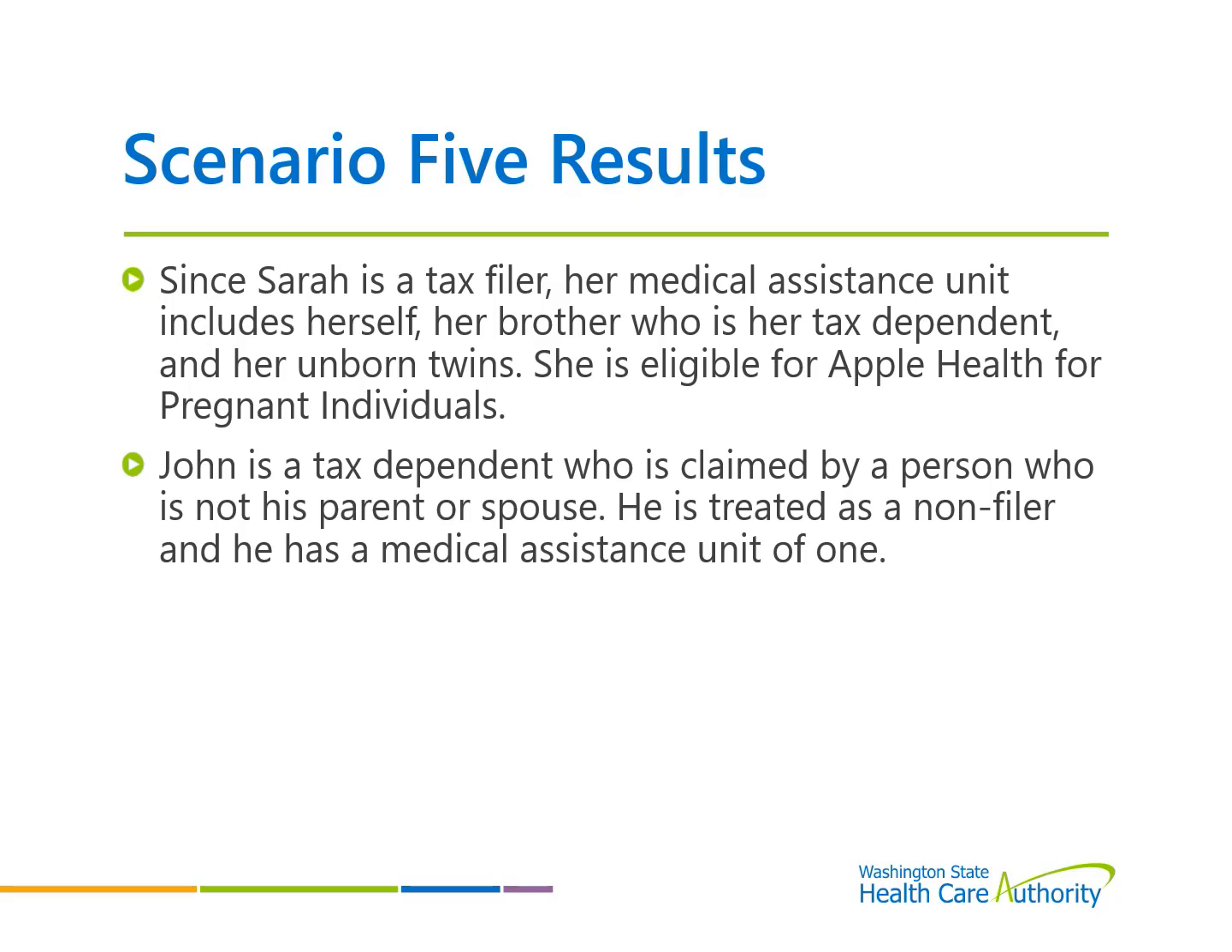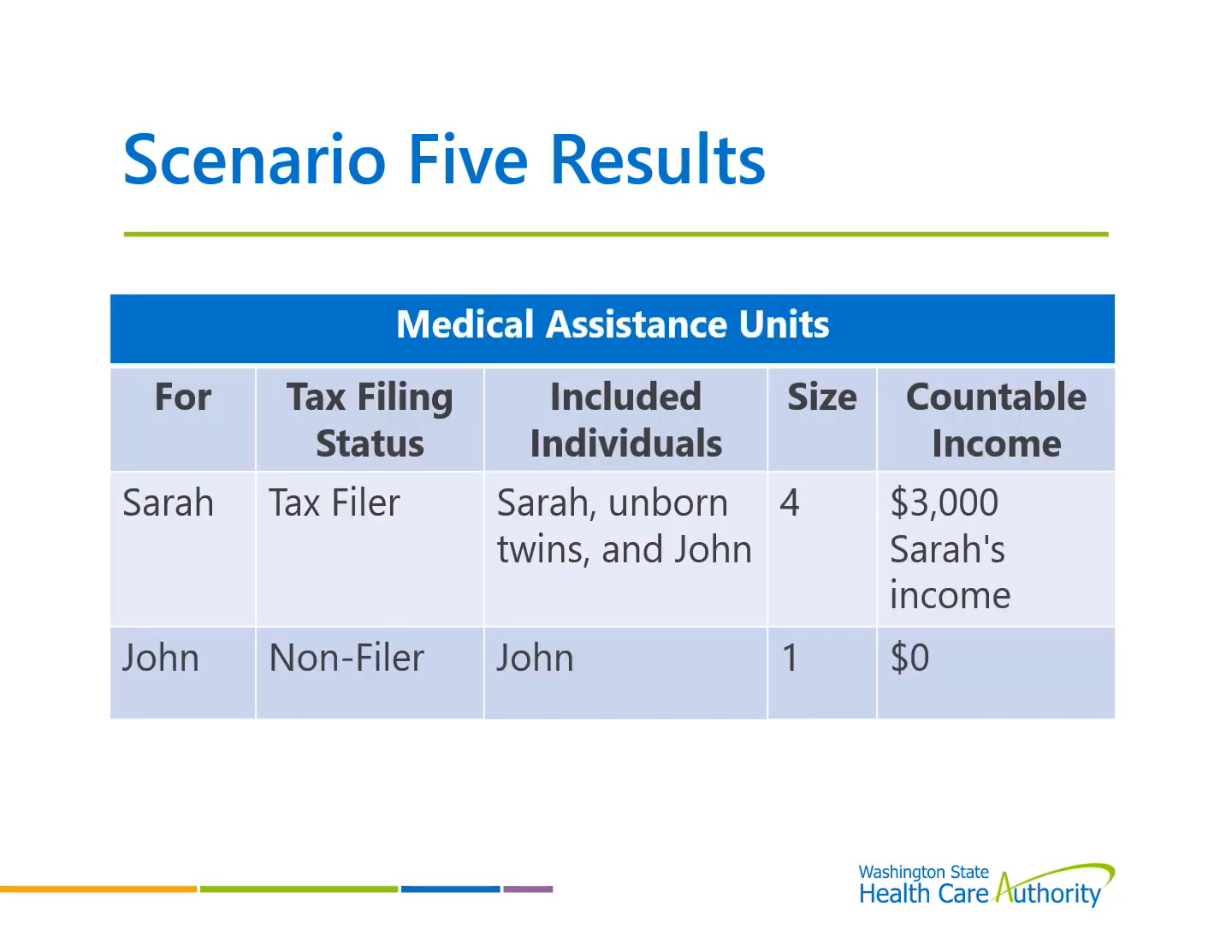John is a tax dependent who is claimed by a person who is not his parent or spouse. He is treated as a non-filer and he has a medical assistance unit of 1. Here are the results for scenario 5. As you can see in this table, the included individuals for each medical assistance unit is different.